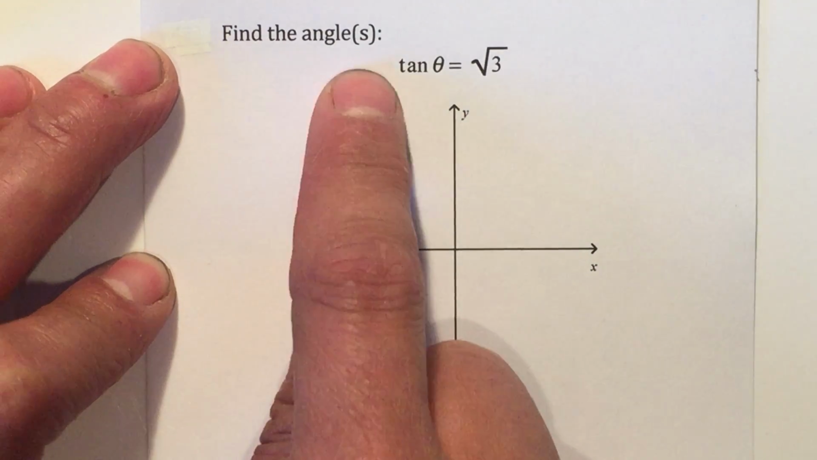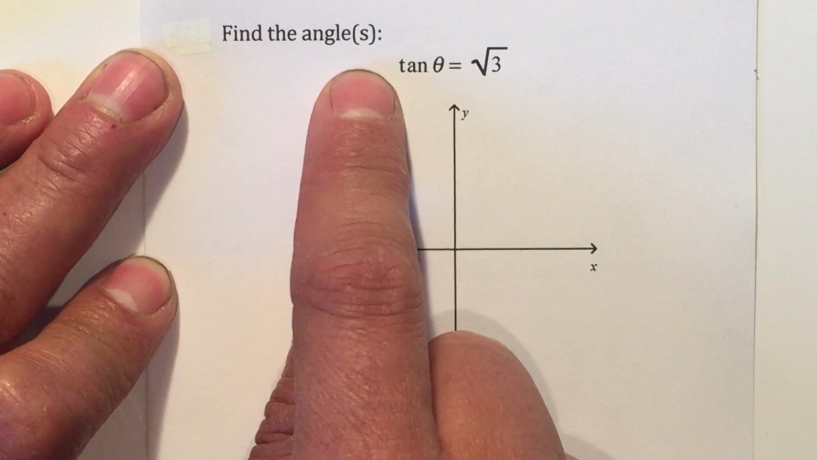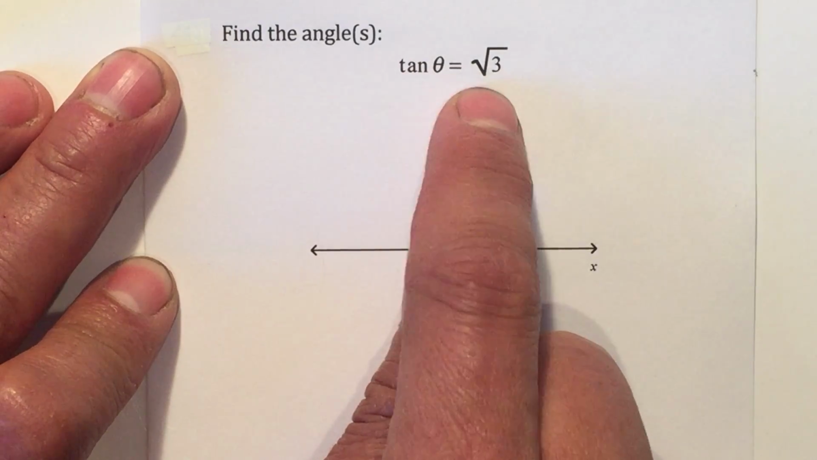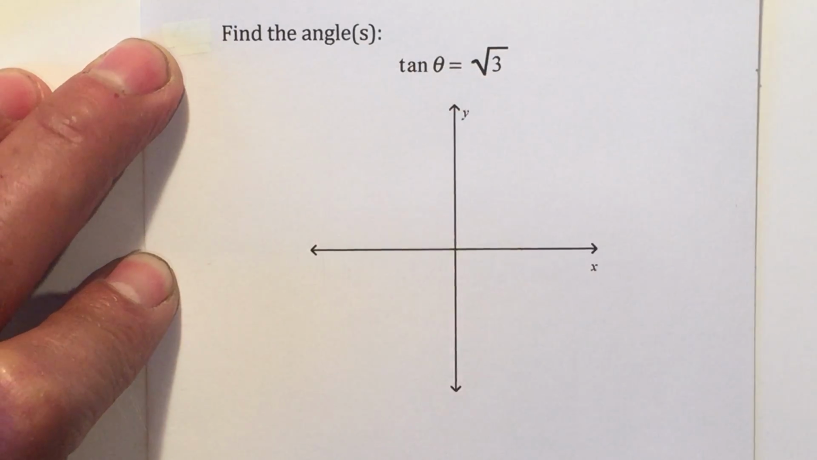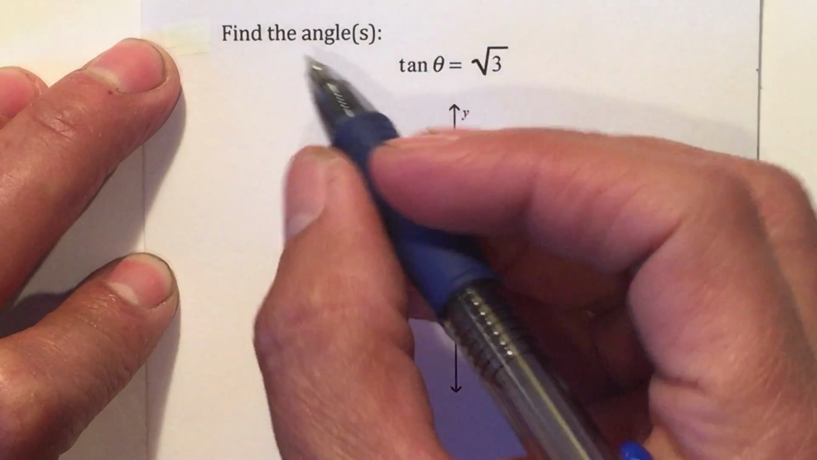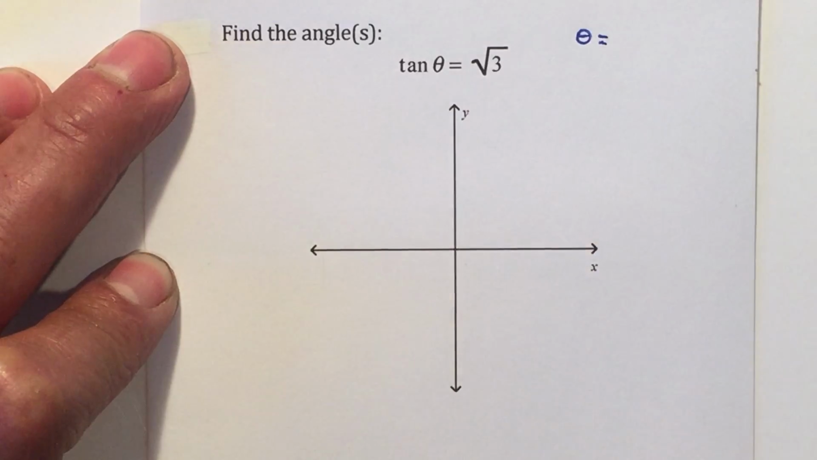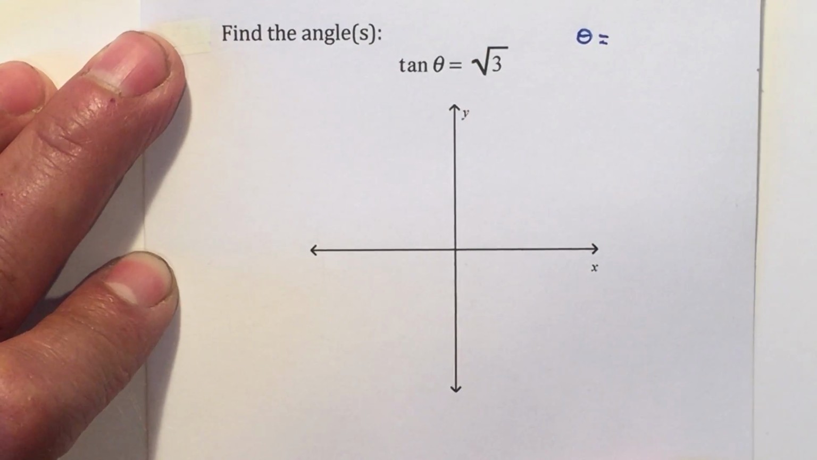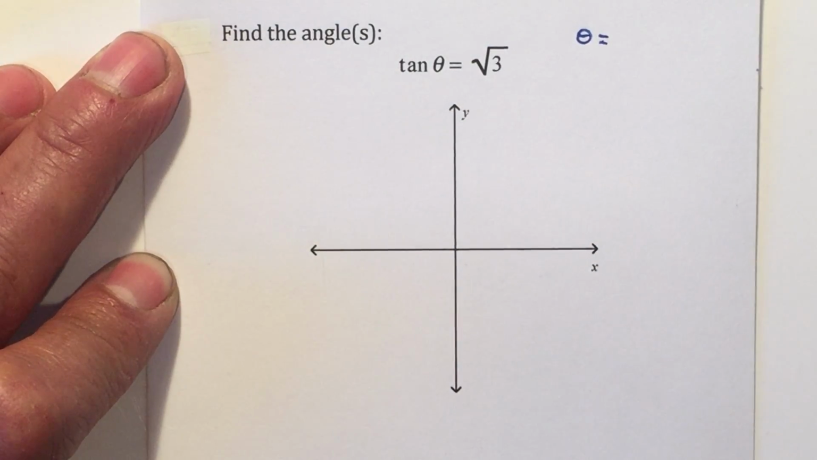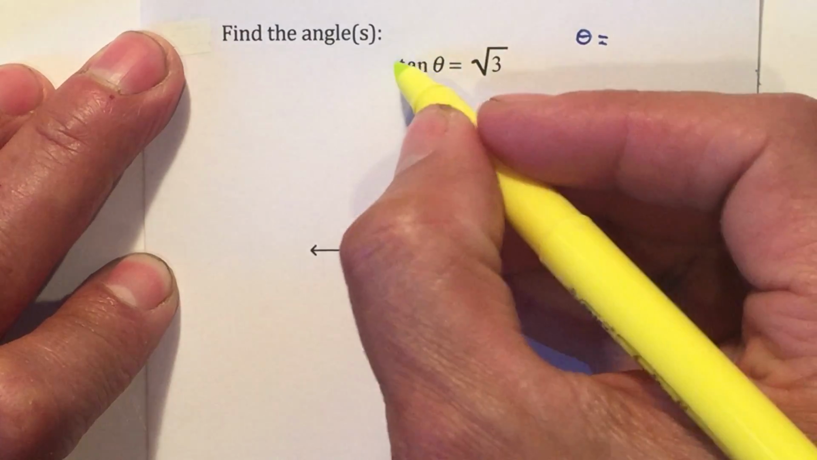Find the angle or angles for which tangent of theta is equal to square root of 3. So we're looking for one angle or more than one angle, and so we're looking for the value of theta. Now at this point, many of you guys have memorized your basic tangent.